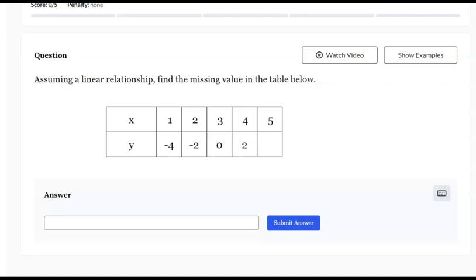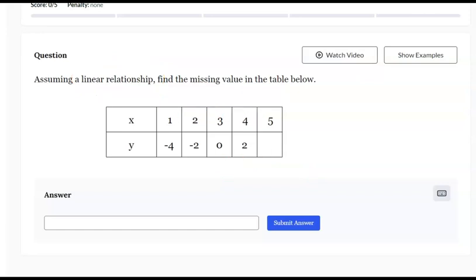That means that there will constantly be the same adding or subtracting pattern. That is the definition of a linear relationship. So when we look here at our x values, we see that it's constantly increasing by 1. Now the same thing has to be true in the y pattern. It either has to be decreasing or increasing constantly by the same number.